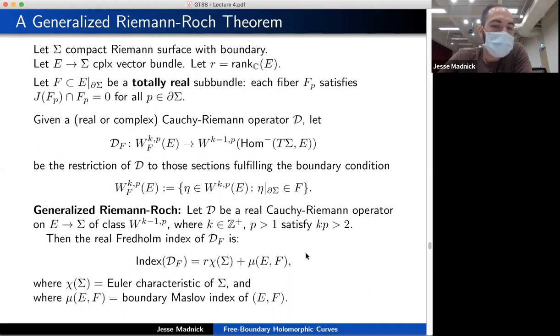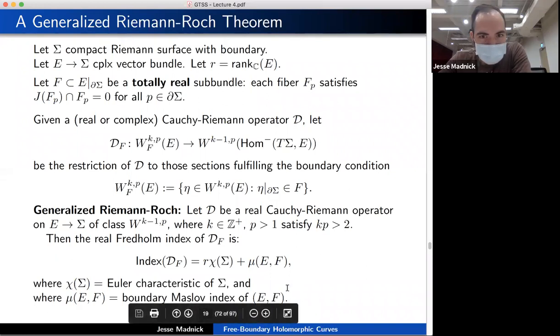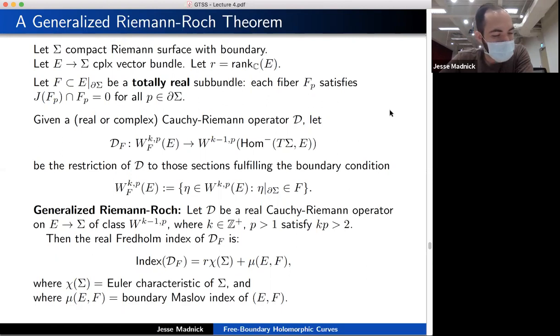Here, chi of sigma is the Euler characteristic of sigma, and mu of E comma F is a topological quantity known as the boundary Maslov index of the bundle pair E, F. This is a bundle pair because you have E, a complex vector bundle, and you've chosen in advance a totally real subbundle. I'm not going to go into what this means. There's a nice discussion of this in McDuff and Salamon's book on J-holomorphic curves. But basically you can think of it as a bundle pair version, for surfaces with boundary, of the first Chern class.